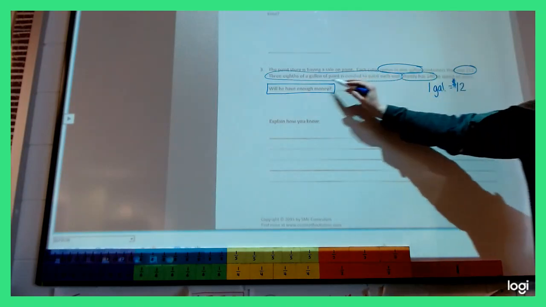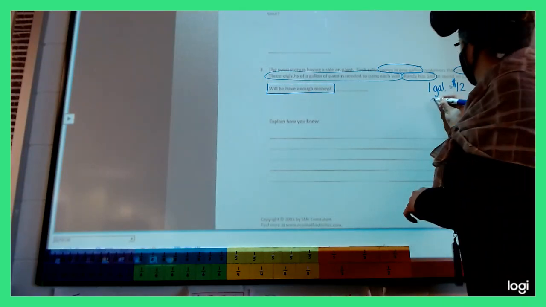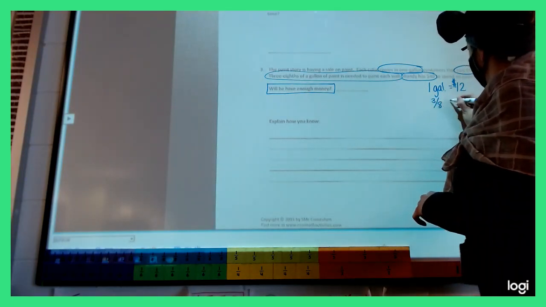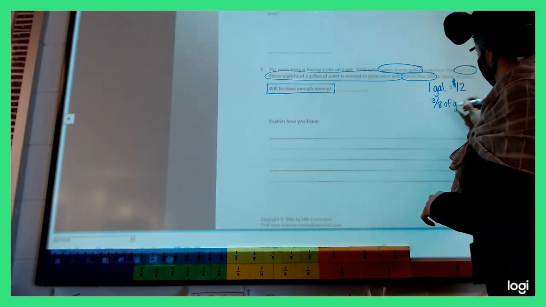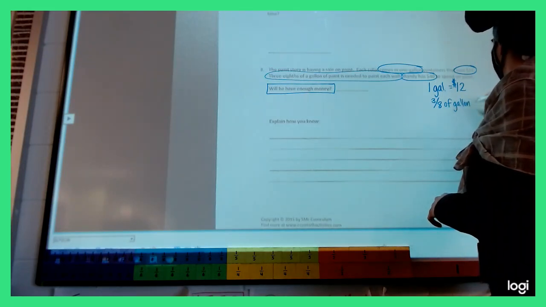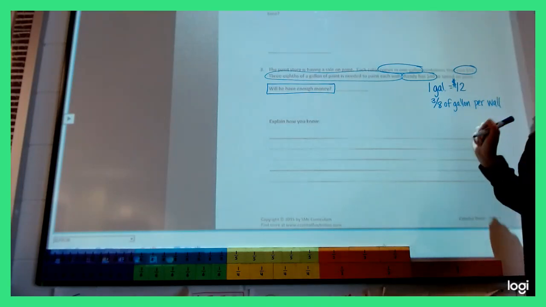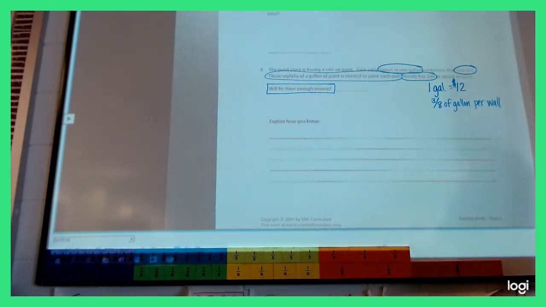And we did circle that 3/8 of a gallon is needed to paint each wall. So we need 3/8 of a gallon. I'll write gallons so we don't get mixed up. Per wall. He has $40.